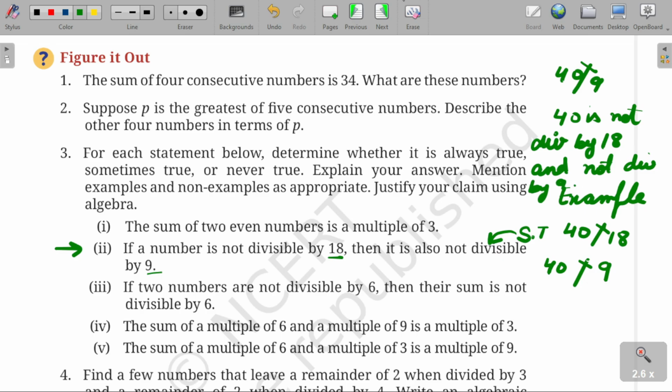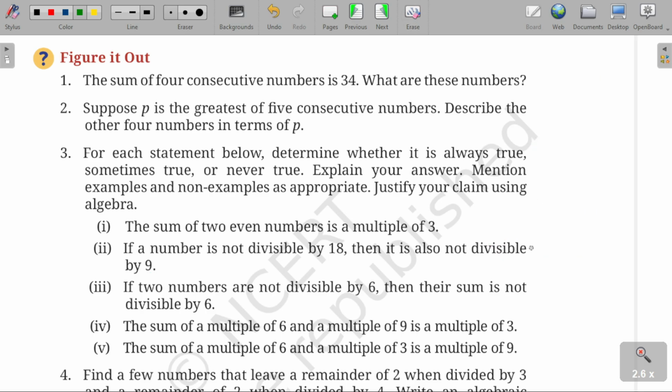So what is non-example? Non-example of this part is non-example NE 27. Take 27. 27 is not divisible by 18, but it is divisible by 9. Right? So this is sometimes true. If a number is not divisible by 18, it is also not divisible by 9. This is not always true.